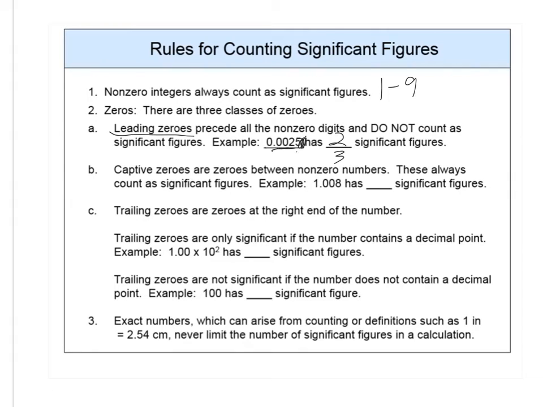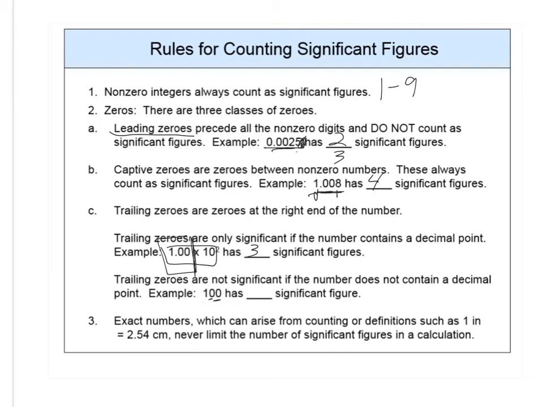Captive zeros are zeros between non-zero numbers, so it's like sandwiched in between. So these 2 zeros right here count because they're sandwiched in between these 2 numbers. So this number here has 4 significant figures. Trailing zeros at the end of a number, there's 2 types. If you have your number written in scientific notation, whatever is to the left of the times sign counts no matter what it is. So this number here has 3 significant figures.